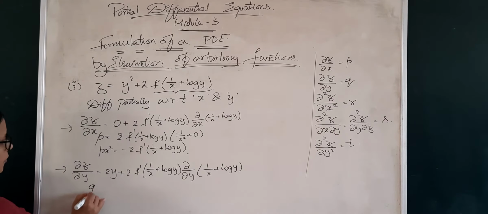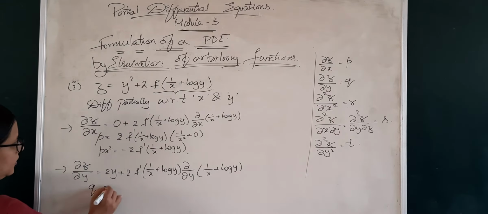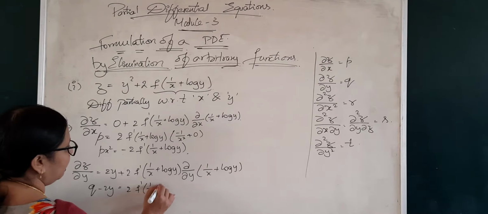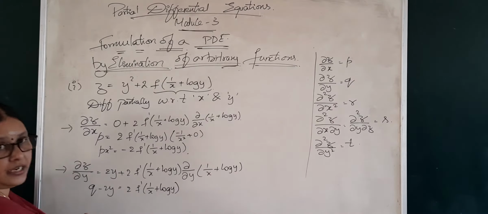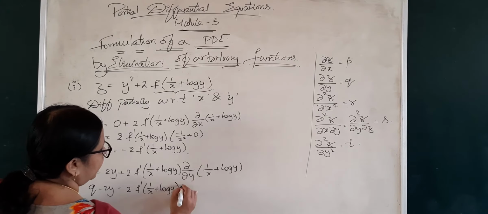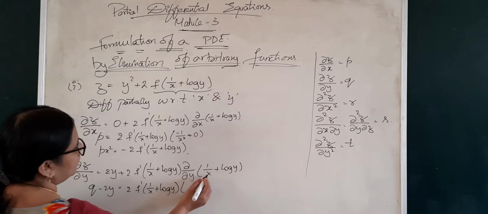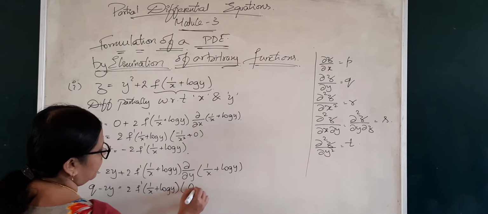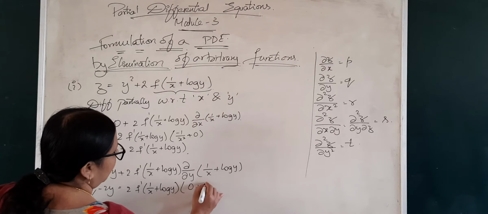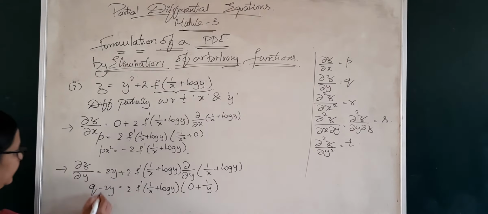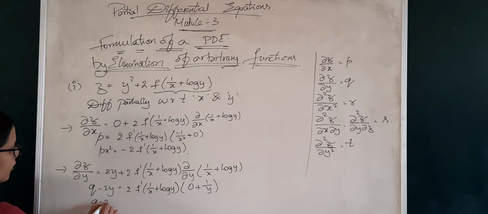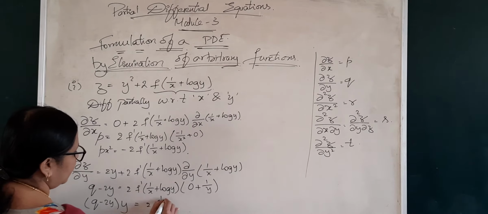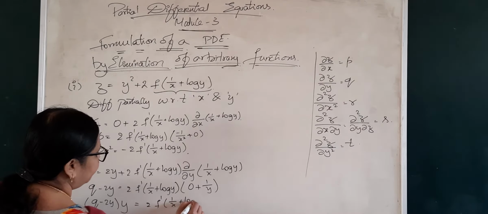Now this is nothing but q. Let us take 2y here: q minus 2y is equal to 2 f dash of 1 by x plus log y, as it is. Now we differentiate with respect to y, as x is a constant, the derivative of 1 by x is 0. The derivative of log y is 1 by y. Now let us take y this side. We have q minus 2y, into y, is equal to 2 times f dash of 1 by x plus log y.